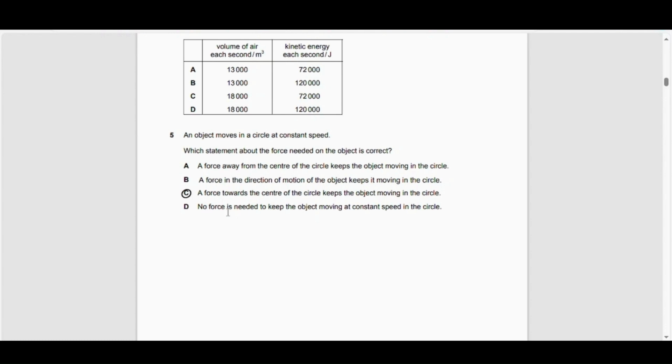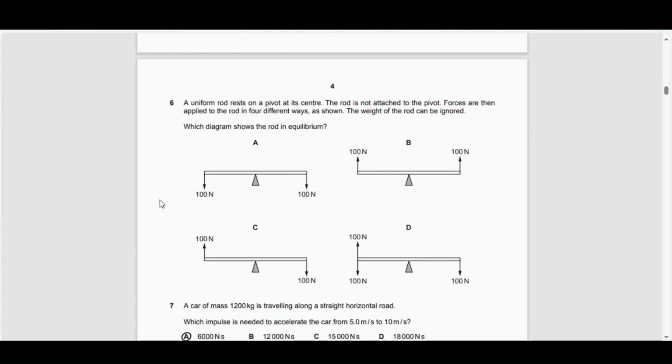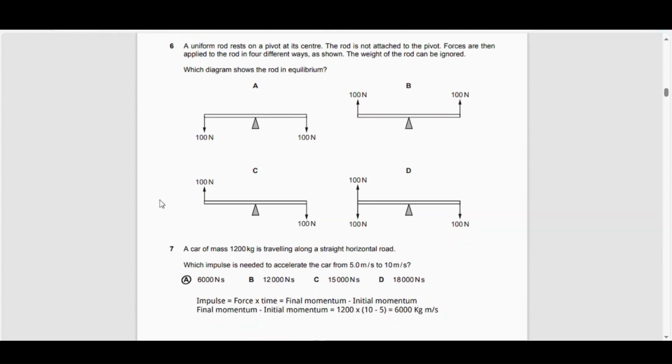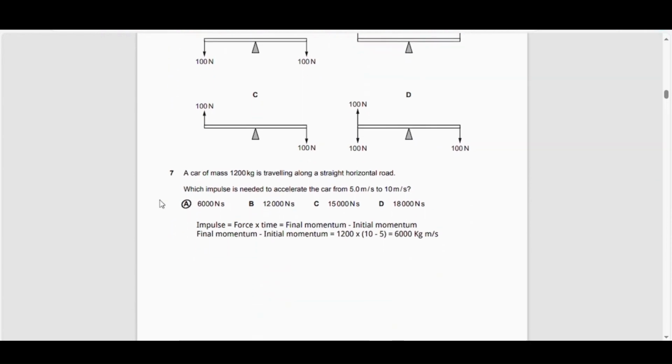So the last one says no force is needed to keep an object moving at a constant speed in a circle. That's not true, because at every point in the circle, the velocity of the object changes, and if the velocity changes, there's an acceleration, and if there's an acceleration, there needs to be a net force. So the no force option is incorrect. So option C is our correct answer here. So then if we go down, that's a question on equilibrium, which we'll be covering in the next chapter.